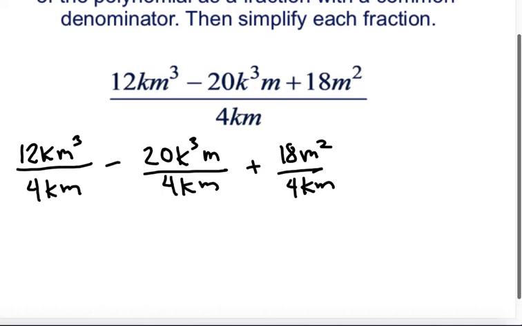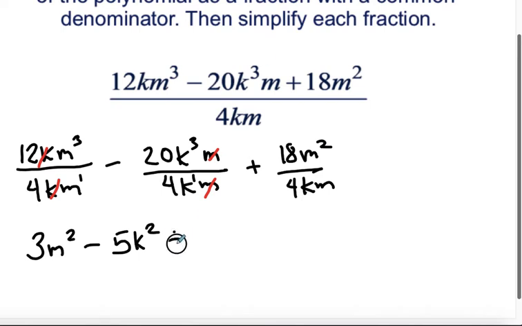I know 12 divides by 4 evenly, and I will get 3. The k and the k will cancel out, and m cubed divided by m to the first power is m to the second power. Please refer to your quotient rule, which means to subtract your powers when you're dividing. Now don't forget to bring down your minus sign. 20 divides by 4 evenly, and we will get 5. K to the third power divided by k to the first power is k to the second power. And then the m and the m will cancel out.